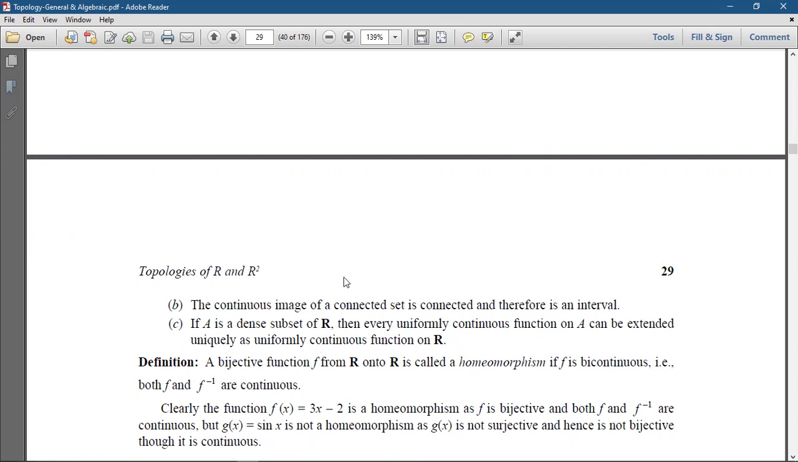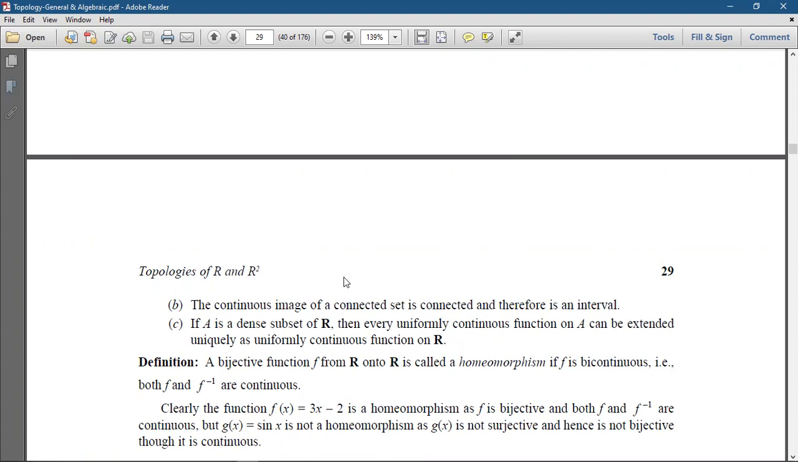If a set A is a dense subset of R, then every uniformly continuous function on A, not simply continuous, can be extended uniquely as a uniformly continuous function on R.